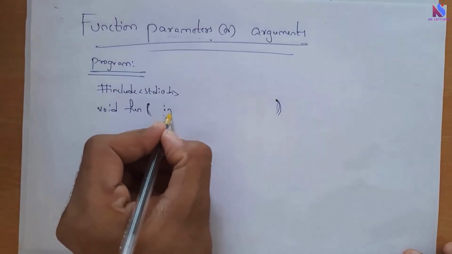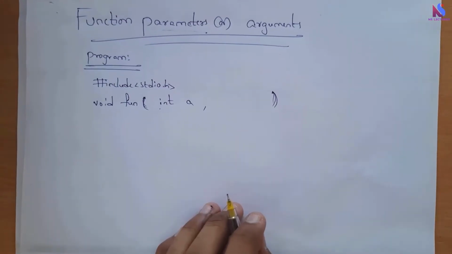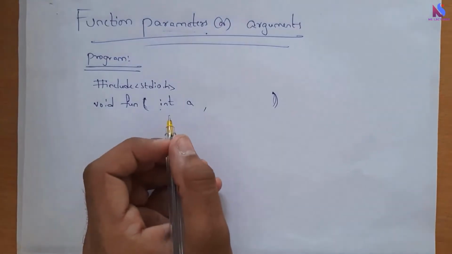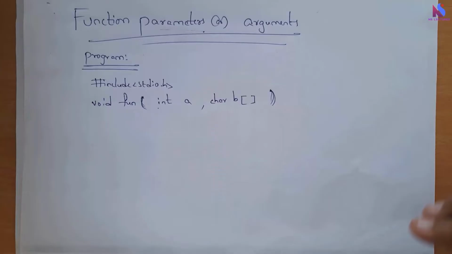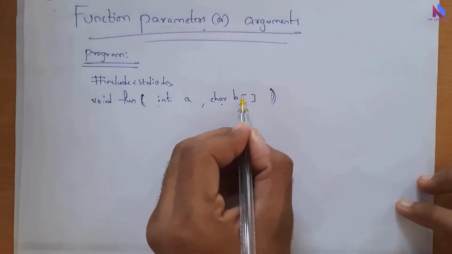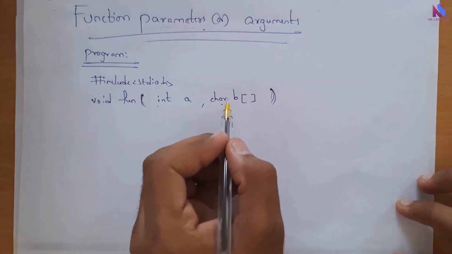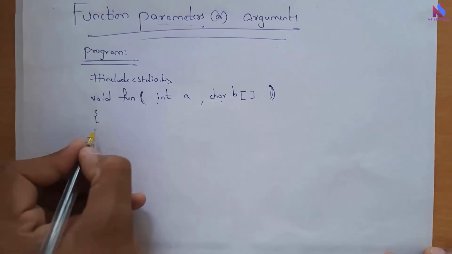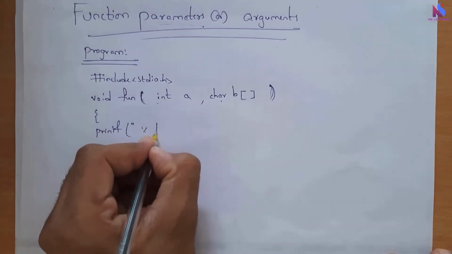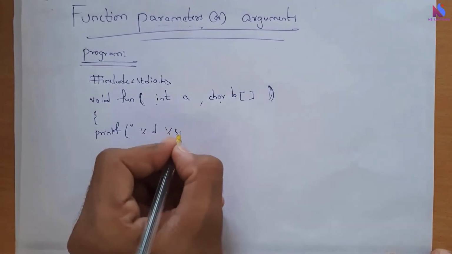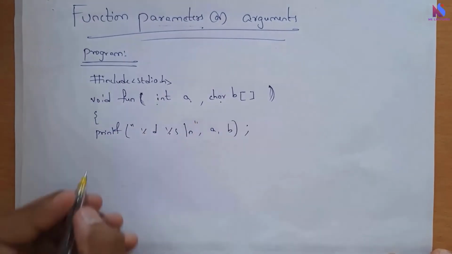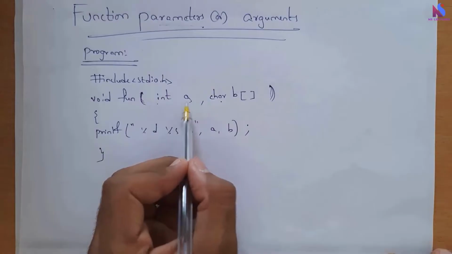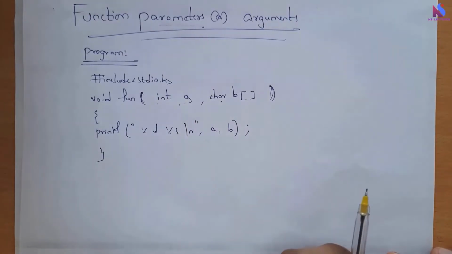First one is int a, because I want to pass one argument as an integer value, and I want to pass another argument as a string. How do we declare a string? Like char b[]. Whenever you write the character data type along with an array, it represents a string. Inside this you need to write printf, for integer %d and %s \n, comma a, comma b. By writing this it will print one integer value and one string value.